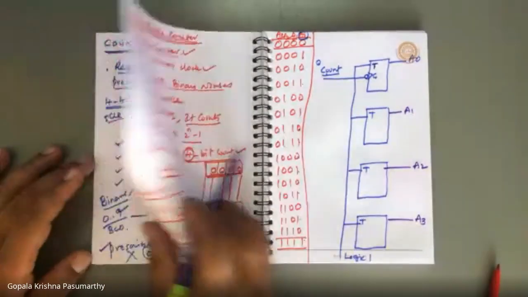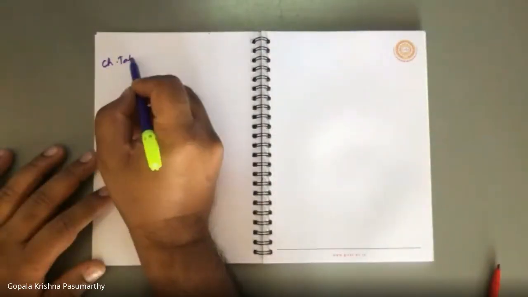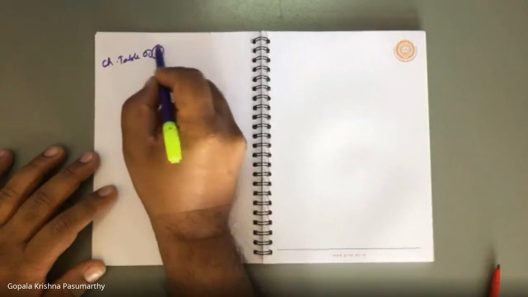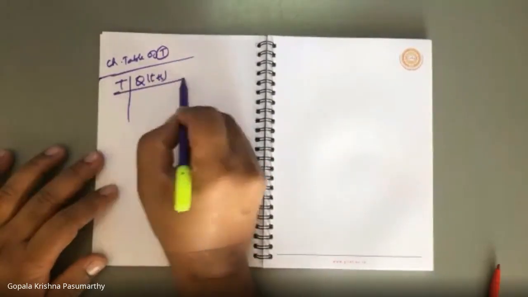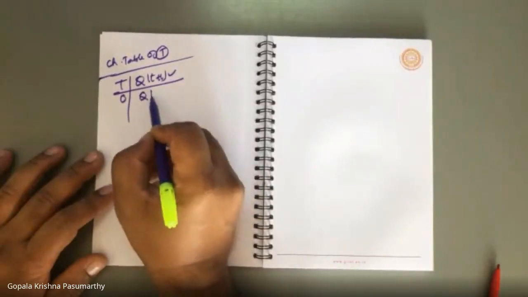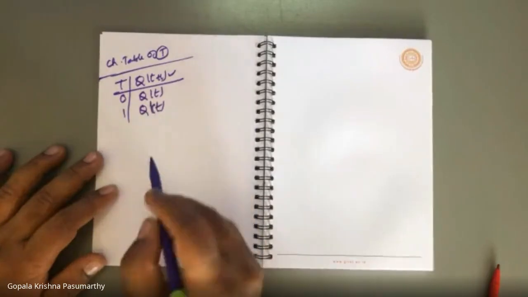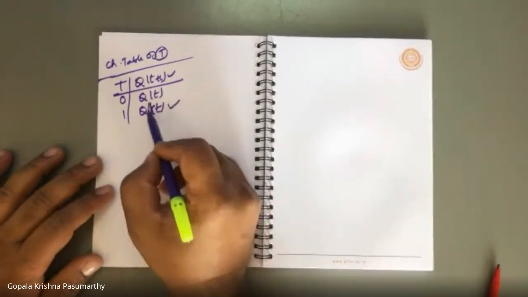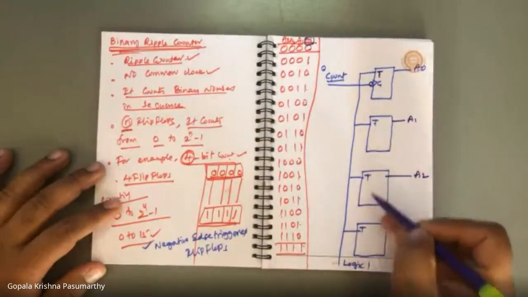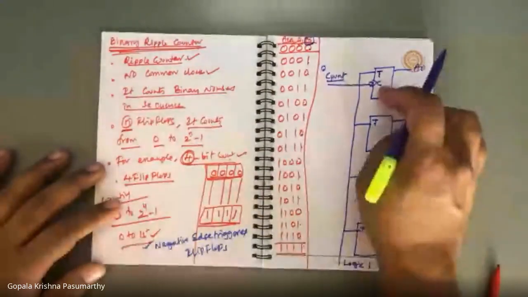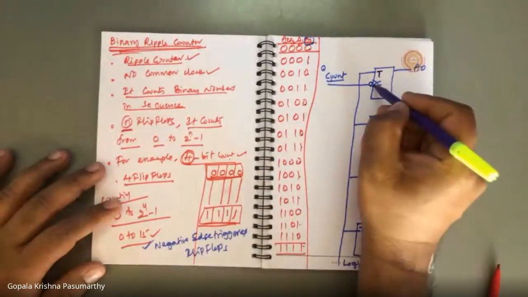So let us have a look at the characteristic table of the T flip-flop. What is the characteristic table of the T flip-flop? T versus Q(t+1). When T is 0, the next state is the present state. When T is 1, the next state is the complement of the present state. If you want to complement the present state, T must be 1. All T's are connected to logic 1, so every flip-flop is ready to complement, but waiting for the clock.